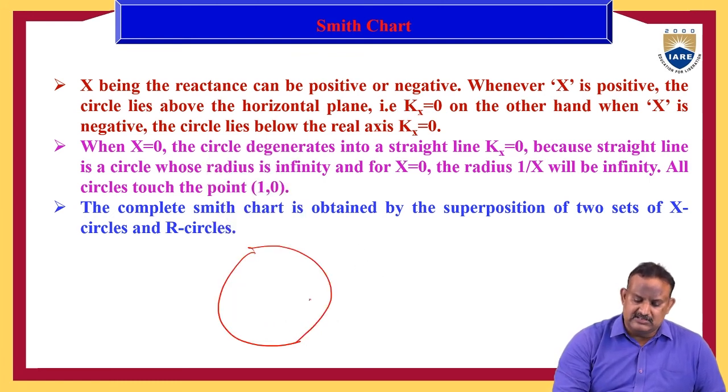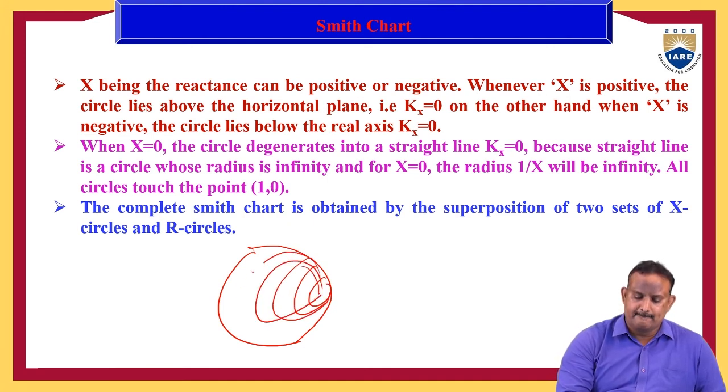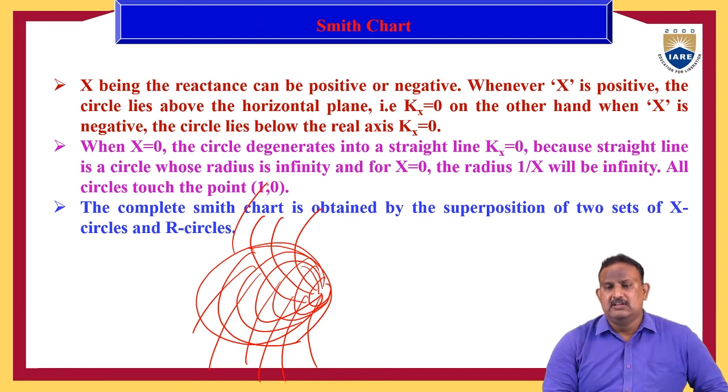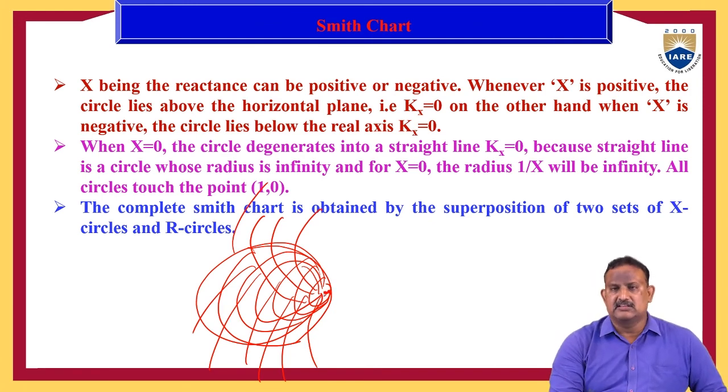Therefore, the complete circle is just like so. These are the resistance circles. The reactance circles are these. So the complete Smith chart is like this. It is a combination of both resistance circles and reactance circles.